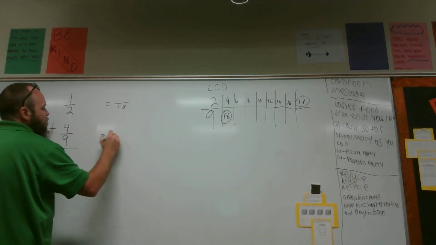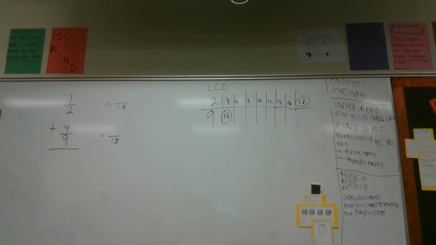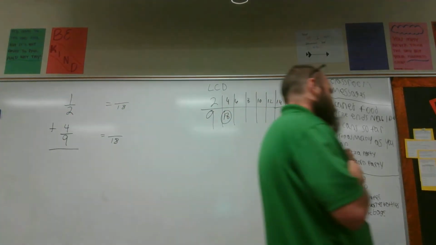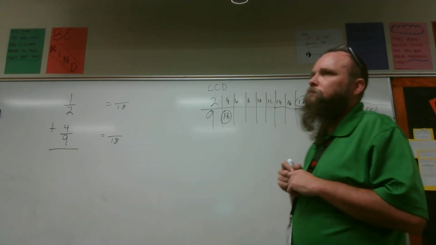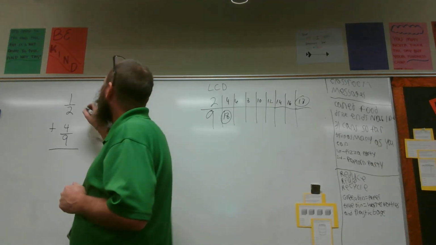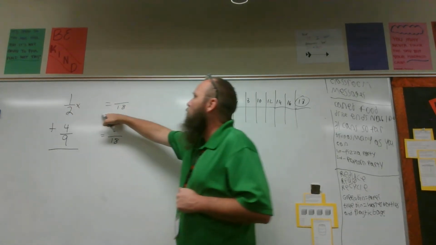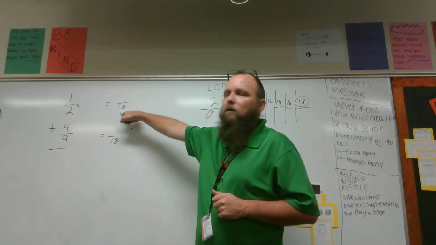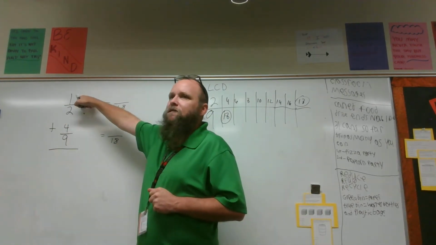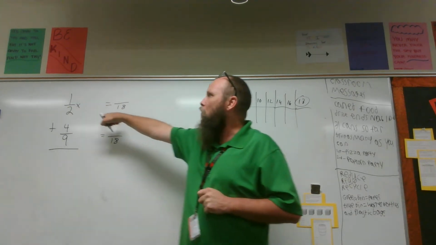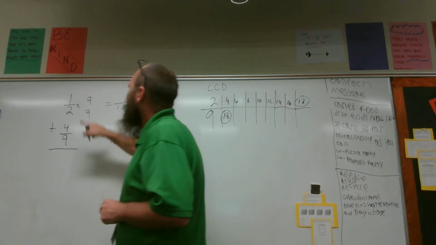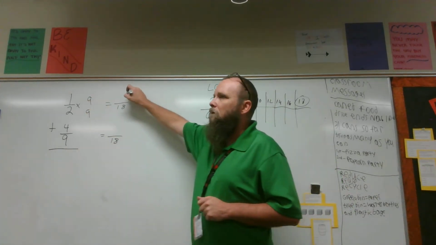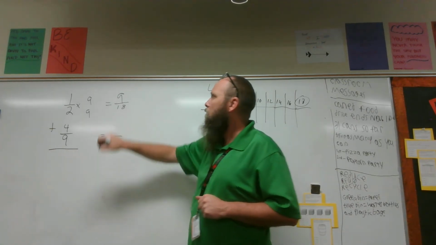So step 1 was to find my common denominator. Matthew, step 2. However many times you multiplied the denominator, you have to do the same to the numerator. Whatever I need to multiply my denominator by to get to 18, I need to do the same to my numerator. So Matthew, what am I multiplying 2 by to get to 18? 9. So then I have to multiply them both by 9. And 1 times 9 is? 9. Thank you, Matthew.